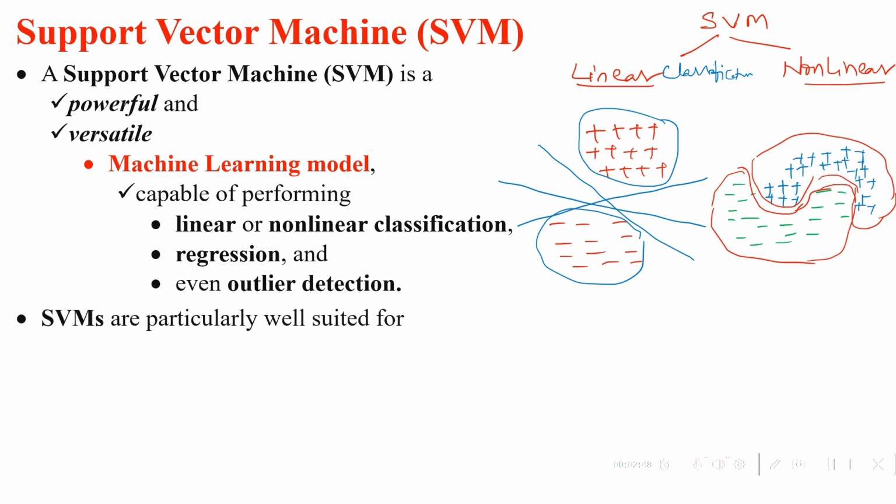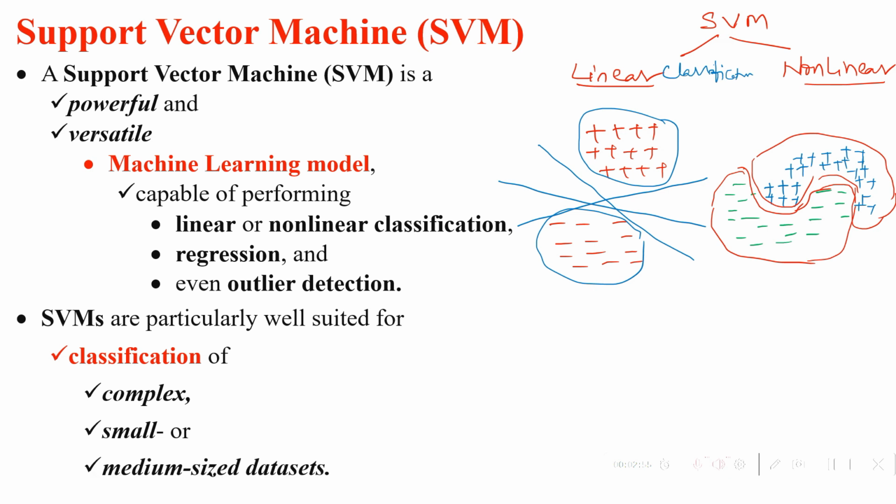SVMs are particularly well suited for the classification of complex data sets, small data sets or medium-sized data sets. That's why SVMs are one of the best algorithms to classify linearly separable data sets or non-linearly separable data sets. It is also applicable for large, small or medium-sized data sets. So this is one of the best algorithms among all the classification algorithms.